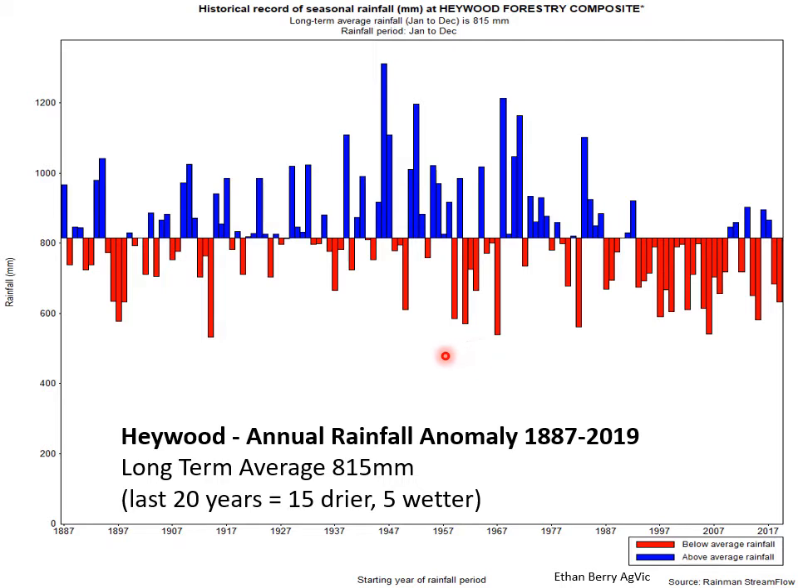So here's a long-term rainfall record for Heywood, goes all the way back to 1887. This is millimetres up the side, so 400, 600, 800, 1000 mil. And there's a line here which is just through the long-term average, which is about 815 millimetres. So you can see a lot of variability in the past. You can see the sort of Federation drought there, and sort of World War I drought. But also you can see in that last 20 years, you've had 5 wetter, about 15 drier.